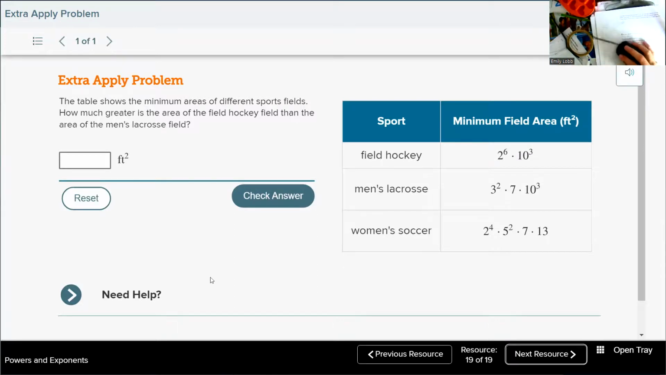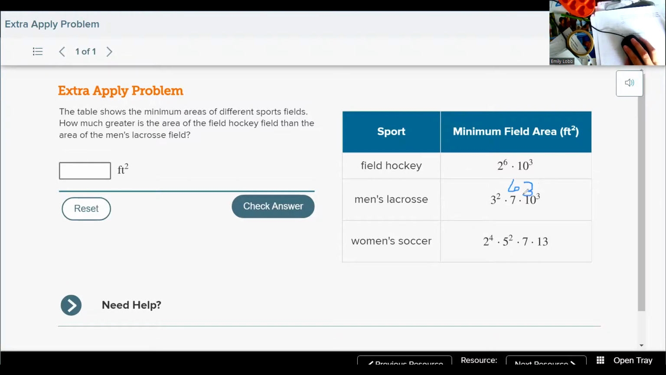If you're struggling with this 10 to the third power, remember this has 3 zeros in it. So essentially 2 to the 6 times 1,000. And this becomes 9 times 7, so 63 times 1,000. So 63,000. So that one was easy. Be sure you know how I got there though. 63, and there's 3 zeros because that 10 to the third has 3 zeros.